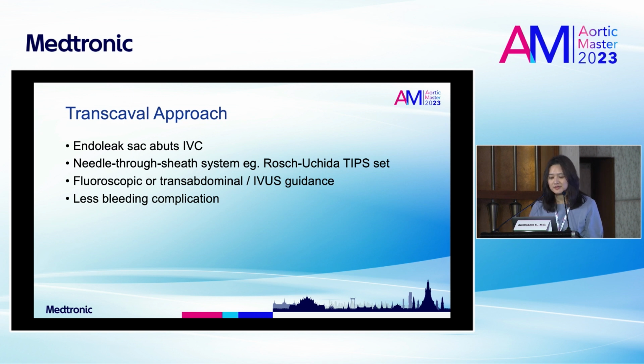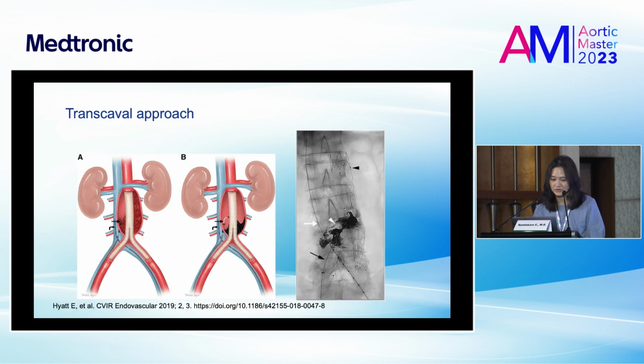Another technique, the transcaval approach, we can do also when the endoleak sac is above the IVC, by using a needle-through-sheath system, or like the Yoshida Roche tip set, and any guidance such as fluoroscopy with anatomic guidance, or transabdominal or IVUS guidance. It has less bleeding complication, and we do not need to embolize the tract once the sac has completely filled.